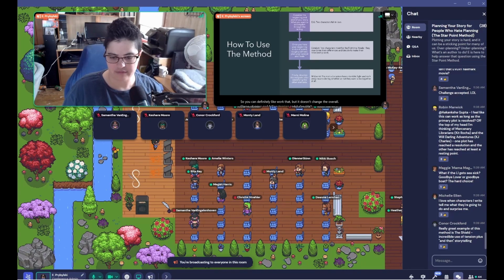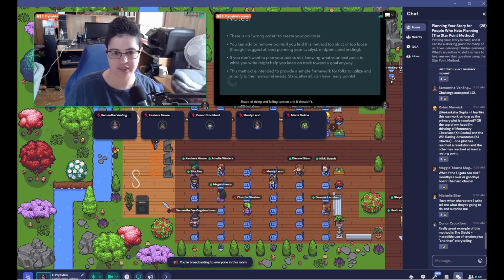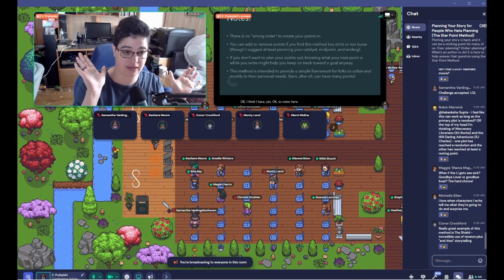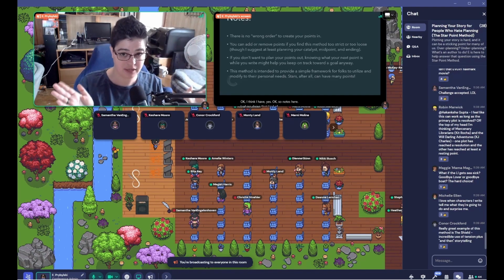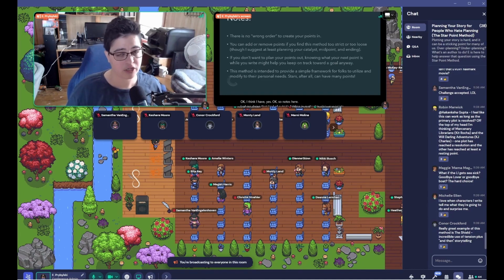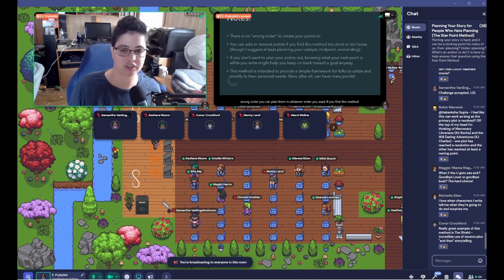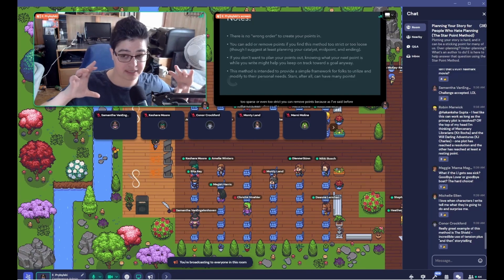Okay, so notes here. While I advise doing that kind of outside folding in method to plan your points, there's no wrong order. You can plan them in whatever order you want. If you find this method too sparse or even too strict, you can remove points because, as I've said before, there are many shapes of a star. You can always add pieces.